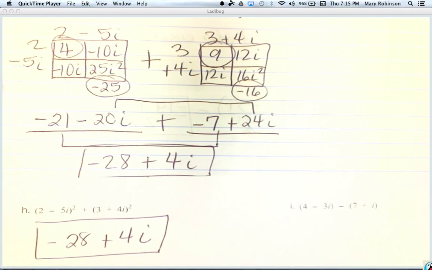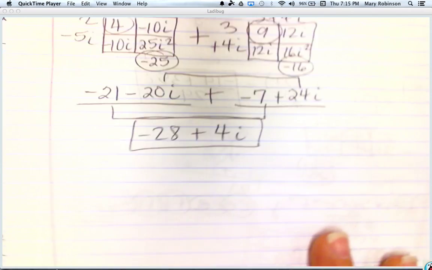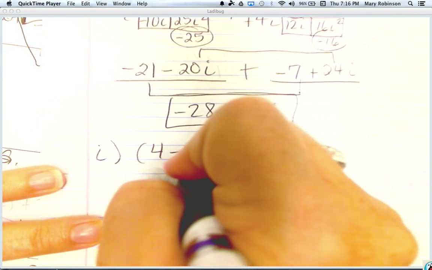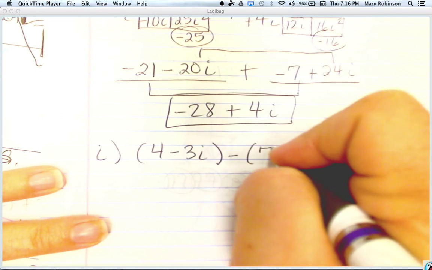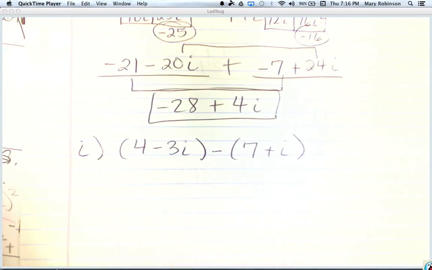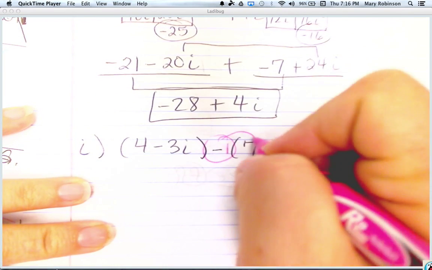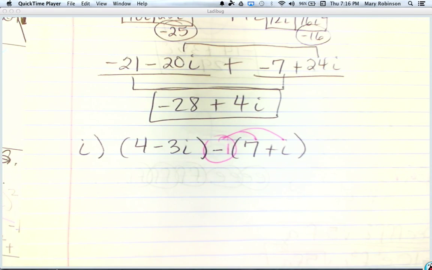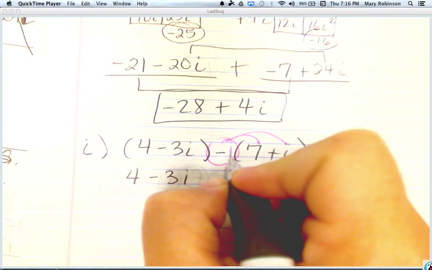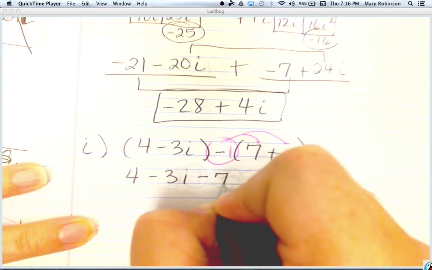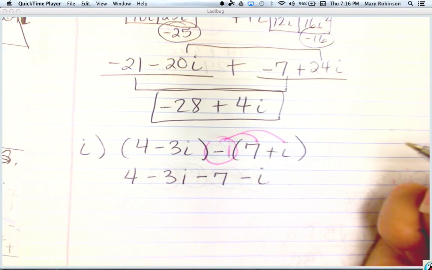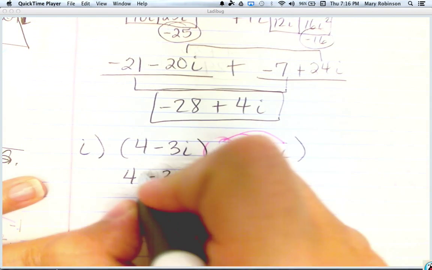all right. Next for problem I here on the back, 4 minus 3i minus the quantity 7 plus i. Please be careful on this. Please put in a negative 1 and remember to distribute the negative only. This is not a multiplication problem. We bring this down. Negative 1 times 7 is negative 7. Negative 1 times i is negative i. We do not multiply these together. We simply combine like terms.